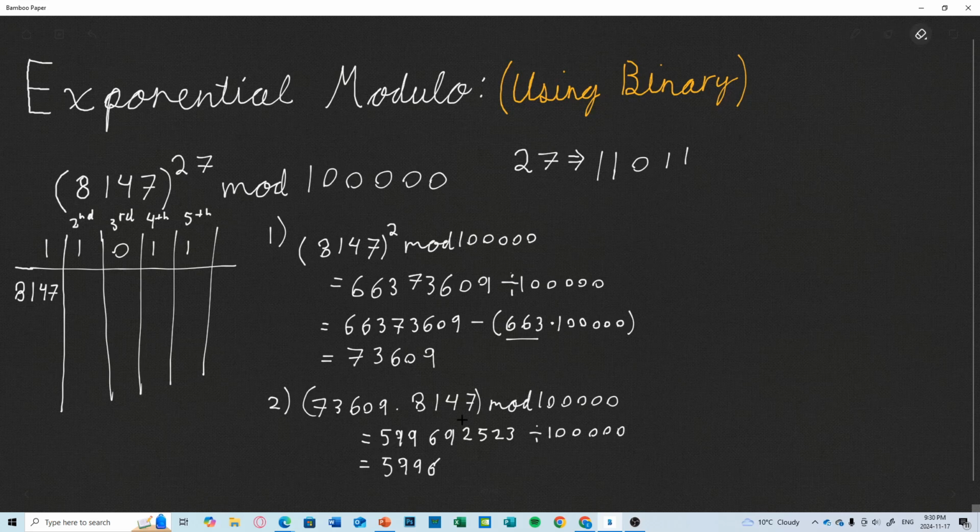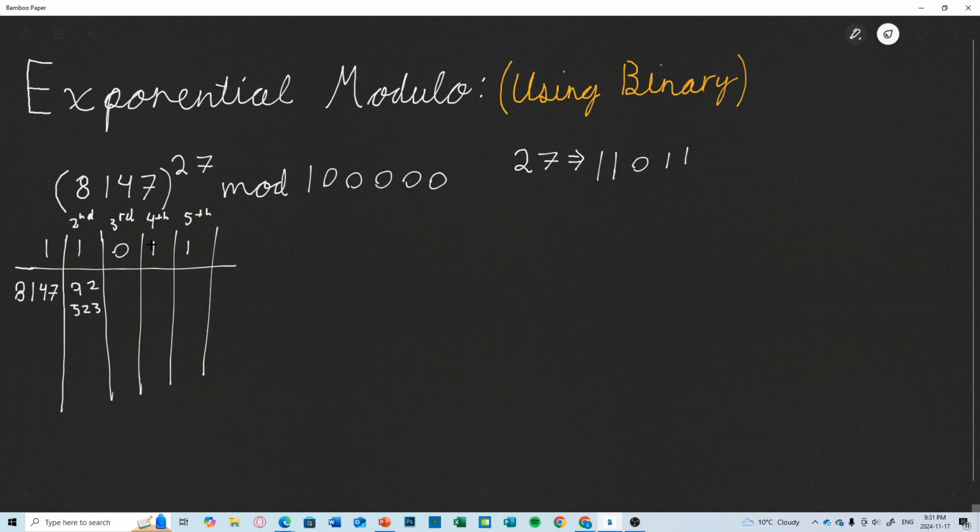So instead of having a division anymore, we're going to subtract 100,000 multiplied by 5996. So we have 599692523 minus 100,000 times 5996, which will give us an answer of 92523, which is what's going to go into this column here. So now we can erase our work from this step.